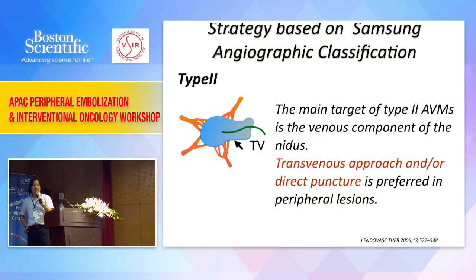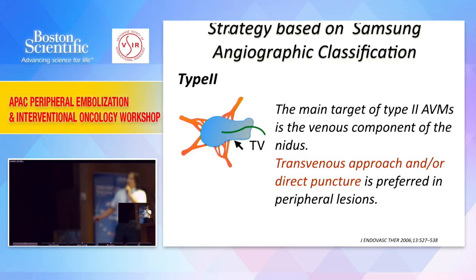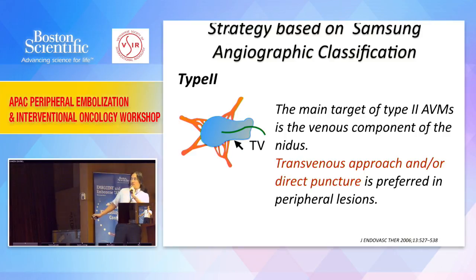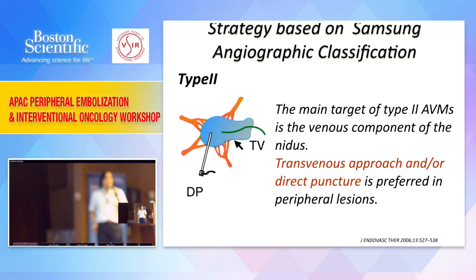In type 1, it is an arteriovenous fistula, so it's very easy to recognize the nidus and embolize. And in type 2, the main target of the type 2 AVMs is the venous component of the nidus, because there are so many feeding arteries, so we can't embolize all of them. Of course, we embolize some of them. However, we must eradicate the nidus, so we must embolize the venous component here. So the transvenous approach and direct puncture is preferred in this kind of AVM.